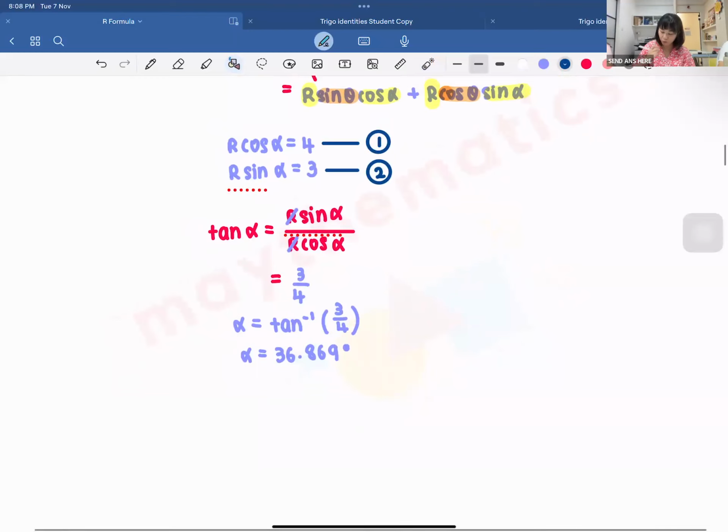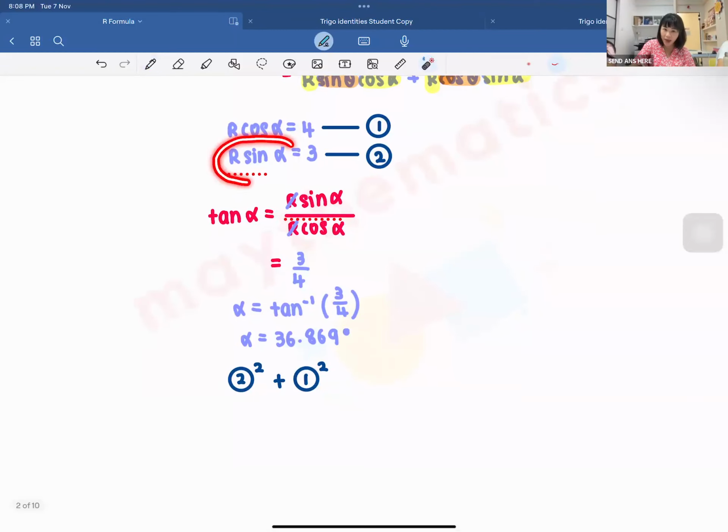Okay, this is what I'm going to do. I'm going to take my equation number 2, I square it first, then I add my equation number 1, I square it also. This is just a technique to find R. Okay, now how do I square it? Everybody, if I square this, it is like this, right? R sine alpha squared. Understand?